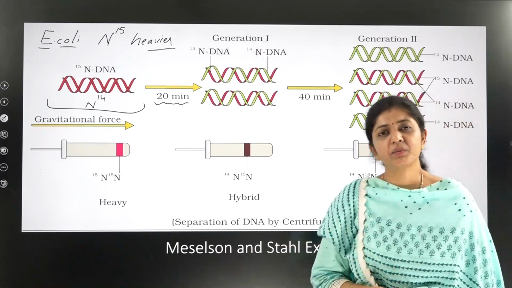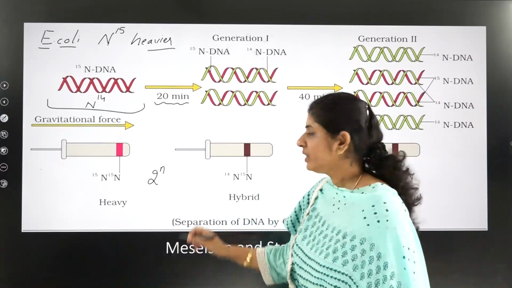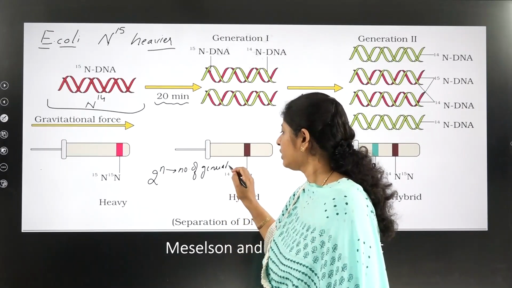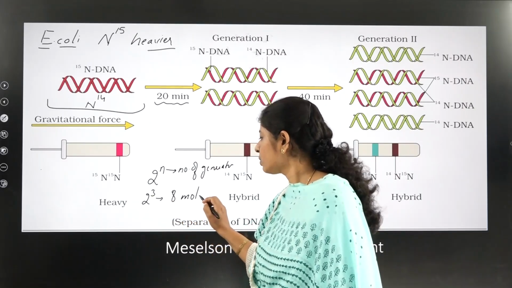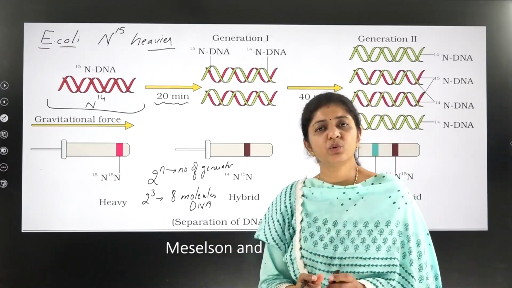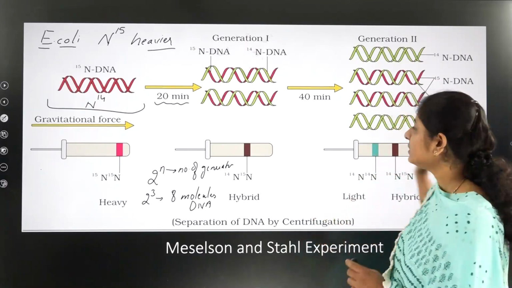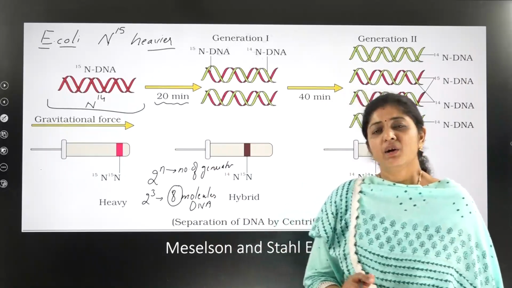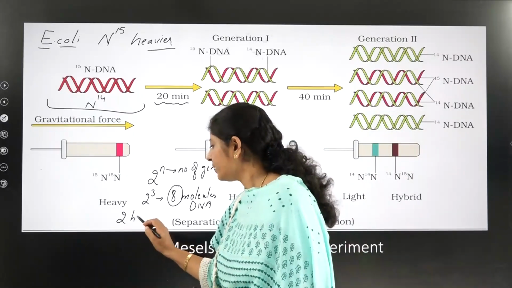Now in the third generation, how many molecules will come? Do remember, you have to apply the formula 2 power n, where n is the number of generations. Right now I am talking about the third generation, 2 power 3. It will have 8 molecules of DNA, and one DNA molecule has 2 strands, so 8 will have 16 strands. I repeat my question: in the third generation, how many DNA molecules will there be? 8 DNA molecules.